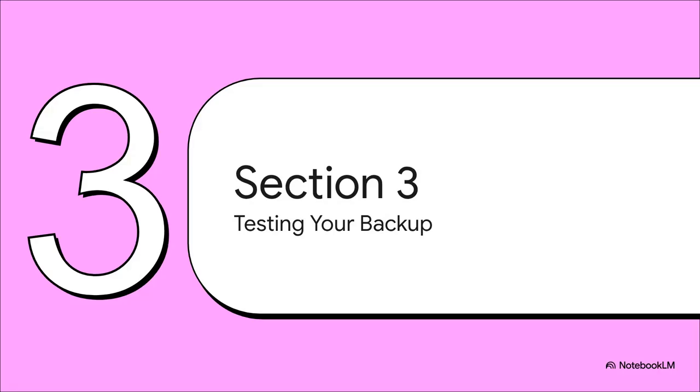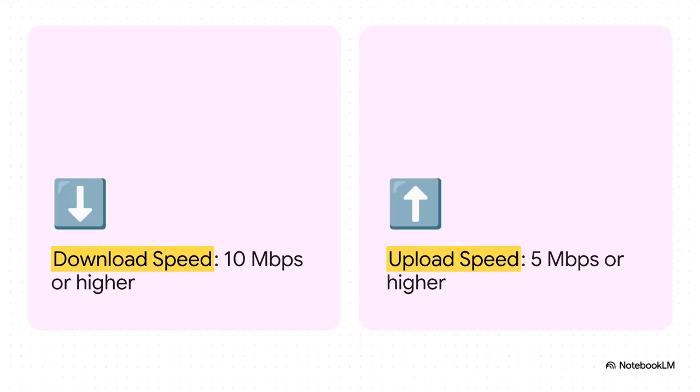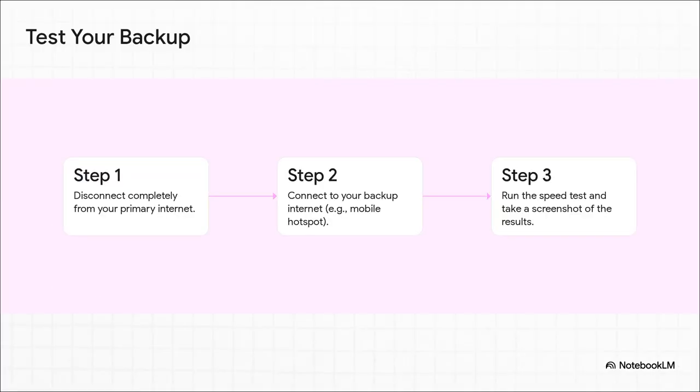Okay, moving on to Section 3. Now that you have a truly separate backup connection, you have to prove that it's also fast enough to work. The speed requirements for your backup are a bit lower, but they are still mandatory. You need a download speed of at least 10 megabits per second and an upload speed of at least 5 megabits per second.